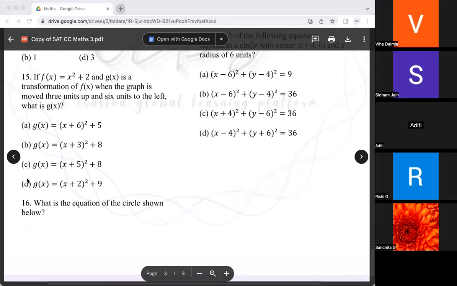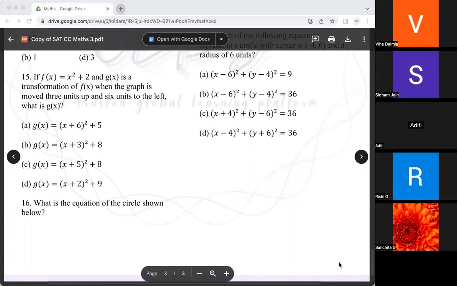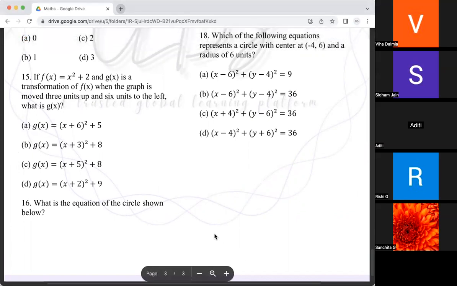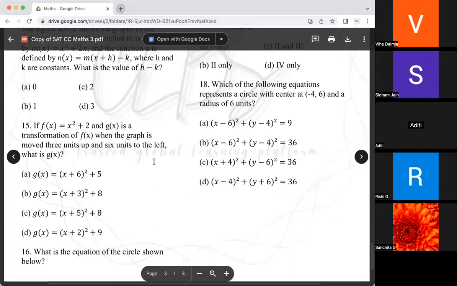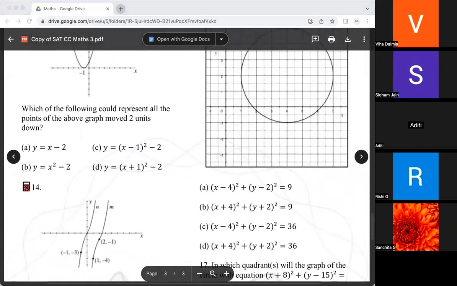I think it's A. Yeah, I put A as well. Perfect, A is the answer. Anyone has any doubt? Now 16. Ma'am, A. A, C. Viha, what did you get? C. Okay. All right.